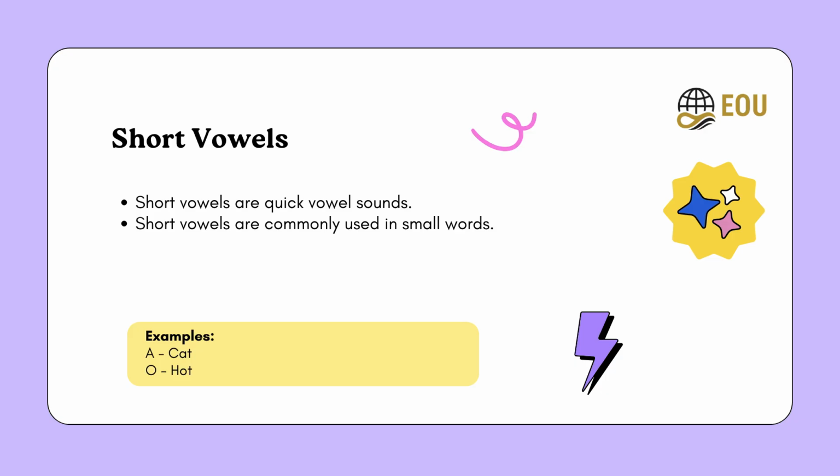Short vowels are quick vowel sounds. These sounds are commonly used in small words. For example, A in cat, O in hot. Listen carefully: cat, hot. The vowel sound is short and quick. Practice speaking these words slowly and clearly.